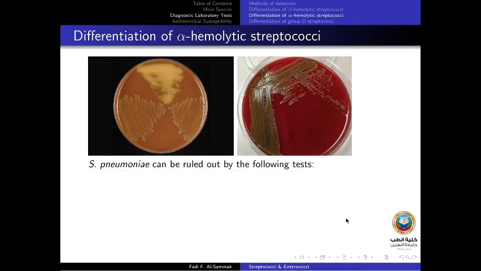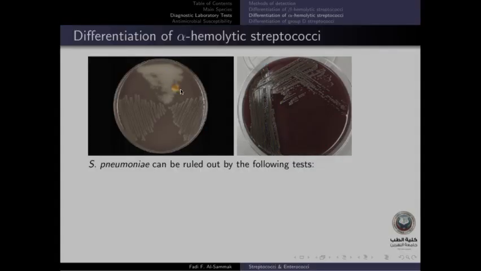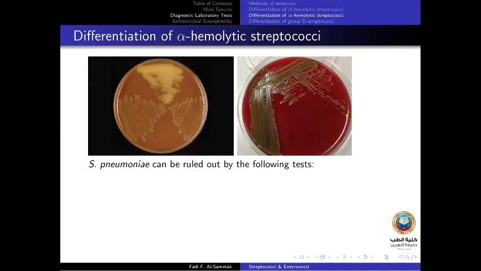Now we go to the second group, which is characterized by alpha hemolysis. If you would like to see alpha hemolysis in the best way, then the chocolate agar is the plate of choice. So on chocolate, you are going to see the alpha hemolysis clearer than on the blood agar. This is alpha hemolysis, okay? And this is alpha hemolysis on blood agar.